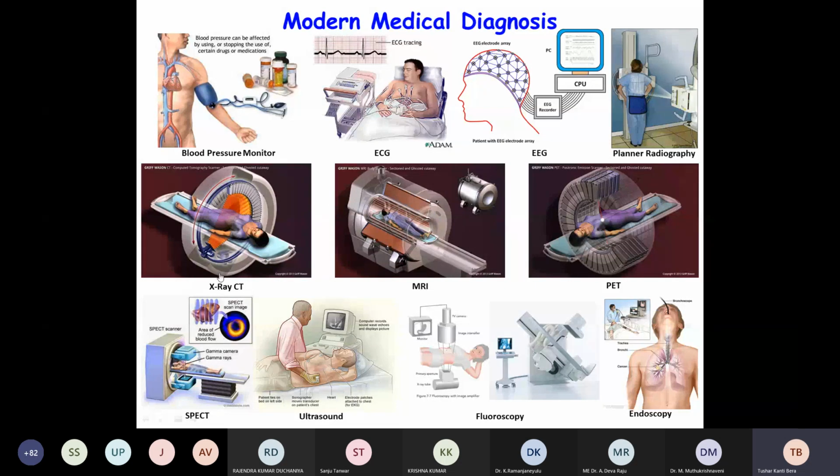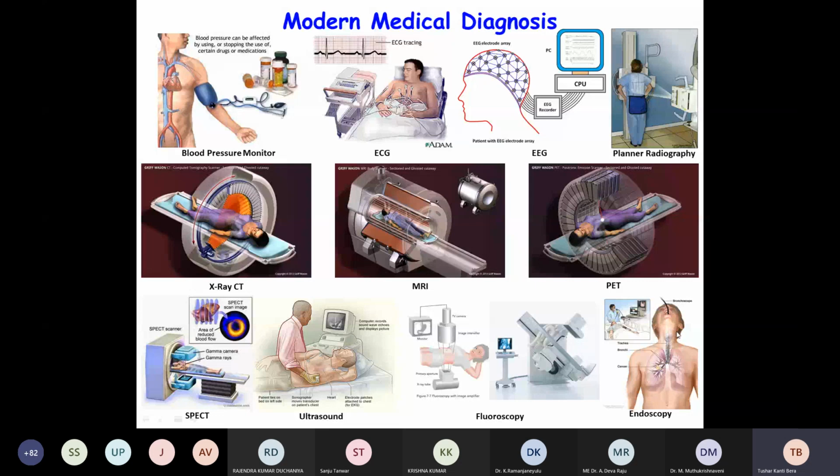So it can be conducted with X-ray, a magnetic field like MRI, or gamma rays in positron emission tomography or single photon emission computed tomography, or it can also be obtained as ultrasound imaging, fluoroscopy, or endoscopy. Endoscopy is one kind of direct imaging technique where tomography is not applied.